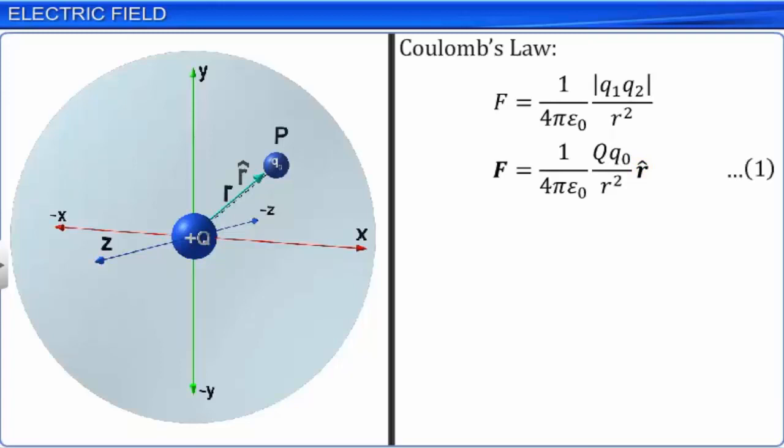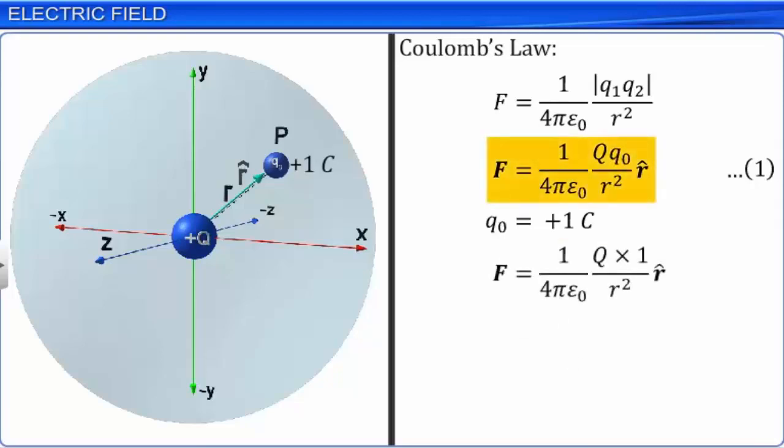Now, if q0 is a unit positive charge, that is, q0 is equal to plus 1 Coulomb, then the electrostatic force as denoted by equation 1 becomes 1 by 4 pi epsilon naught q by r square into r cap.